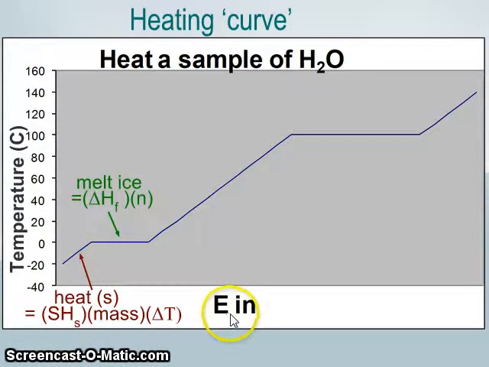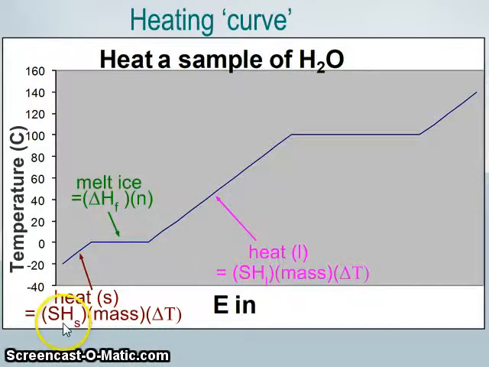As we put more energy in, the liquid is going to change temperature. Again, I'm heating something and changing its temperature, so in this case I'm heating the liquid. I just need the specific heat of the liquid, which is different than the specific heat of the solid, times the mass of that liquid, times the delta T. To go the whole way, I'd have to know I went from 0 to 100. Then we get up to 100 degrees Celsius.